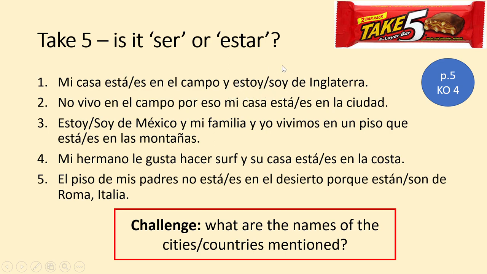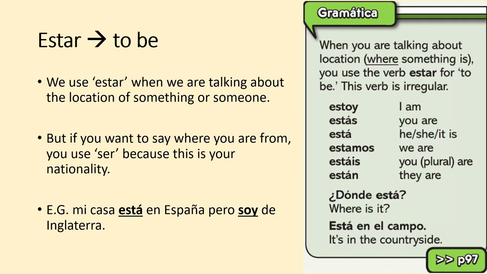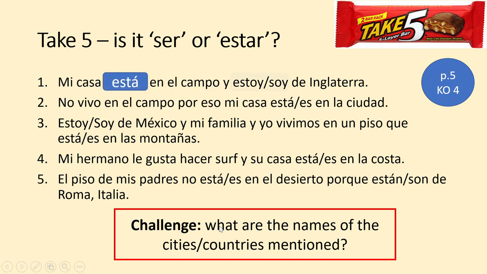So, for example, mi casa, we're talking about the house. Está or es en el campo? It's going to be está. Y estoy or soy de Inglaterra. If we think back to our example down here at the bottom, it's going to be soy. So, está and soy. See if you can give the rest of them a go by yourself. And your challenge is to have a look and see what names of the cities and countries are mentioned. Off you go.